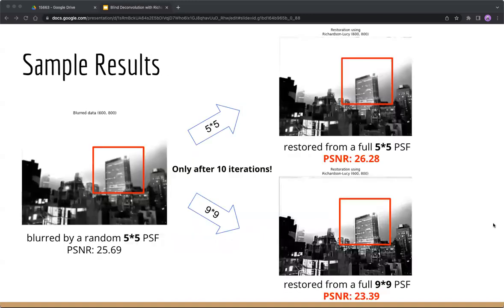Here are some results from RL algorithm for blind deconvolution. The left image is blurred by a random 5x5 PSF. If we restore it with a full 5x5 PSF initialization, the result is visually compelling and has higher PSNR value. However, if we restore it with a full 9x9 PSF initialization, we will have lower PSNR with lots of obvious artifacts. Also, it only takes 10 iterations to reach the top right result, which is a fast convergence.